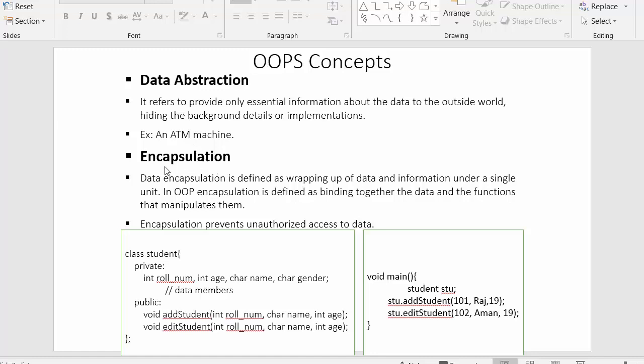Now let us discuss encapsulation. Encapsulation is also used for hiding the information from the user.